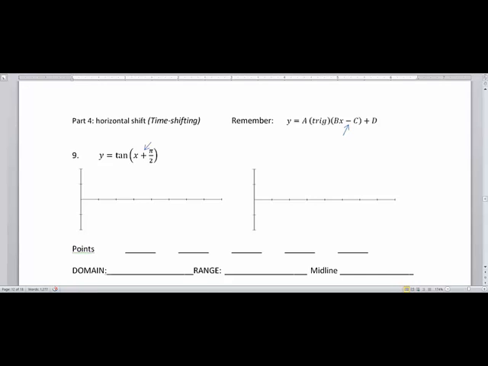Well, it's time to put it all together. We are now going to handle our tangent, cotangent, secant, cosecant functions, and we are going to put together with the final movement, which is time shifting. And we're going to start off pretty easy in this example and the next one, because we're only going to introduce a few movements at a time.